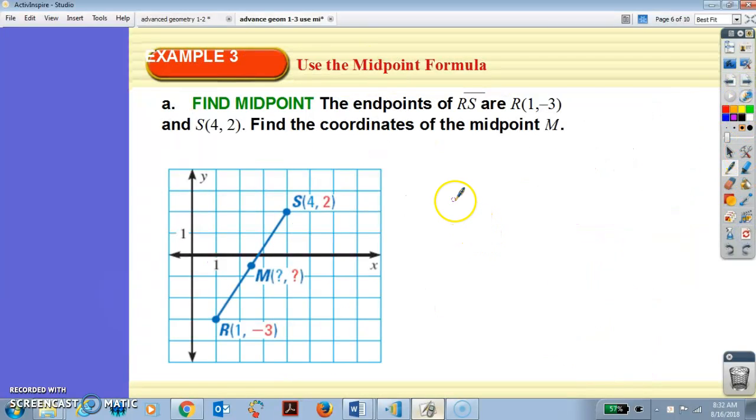The endpoints of RS are 1, negative 3, and 4, 2. What is the midpoint? The midpoint's smack dab in the middle. So if we're going from a height of negative 3 to a height of 2, that's a difference of 5. 5 divided by 2 is 2.5. So going 2.5 up, you go 1, 2, and a half, you're at a half.